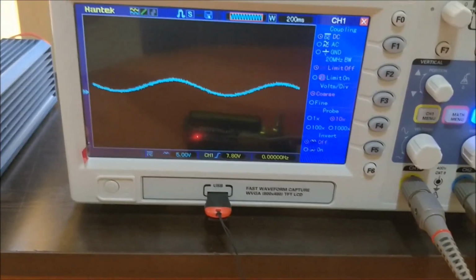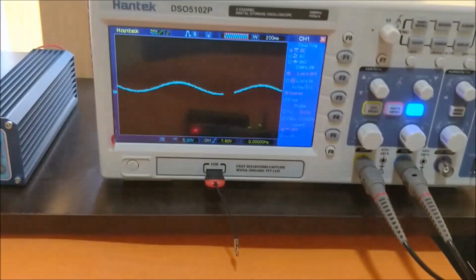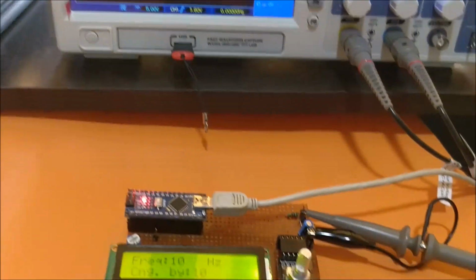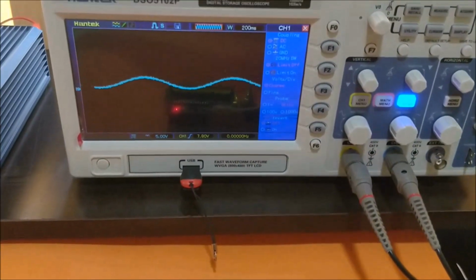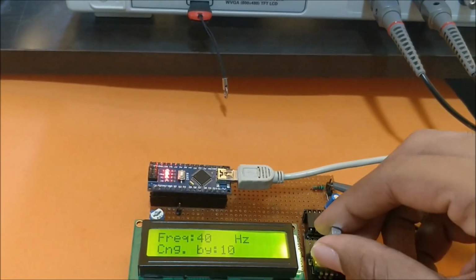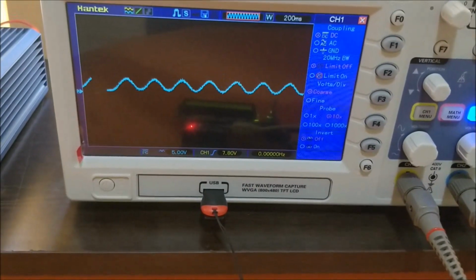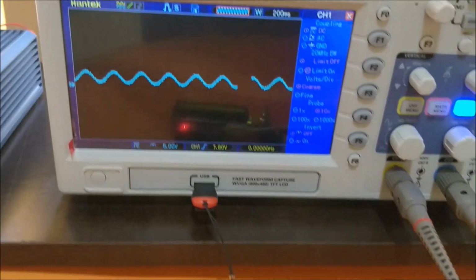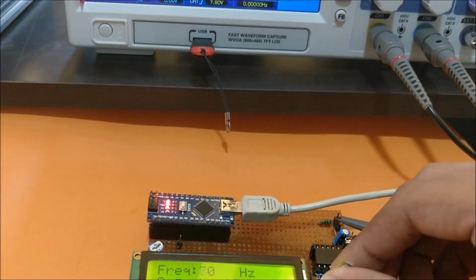So this is not a proper sine wave, and the uses for this are quite few, but still you can learn how to generate a sine wave. And let's increase the frequency to 40, and you can see the frequency of the sine wave is getting changed there also.